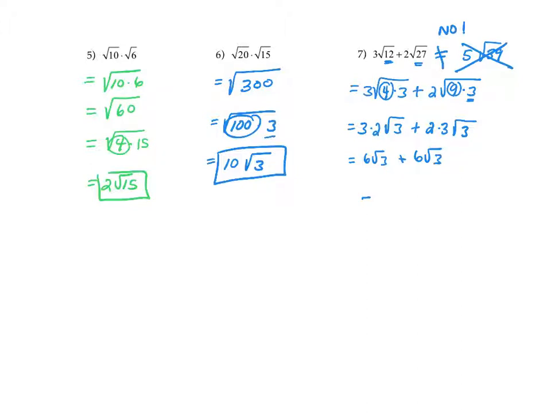They are like terms, not because of the 6's, but because of the square roots of 3. So now we can add them together, and we have a total of 12 square root of 3. Final answer. Notice that the square root of 3 did not change when we are adding. So addition and subtraction is not going to change the radical. Okay?